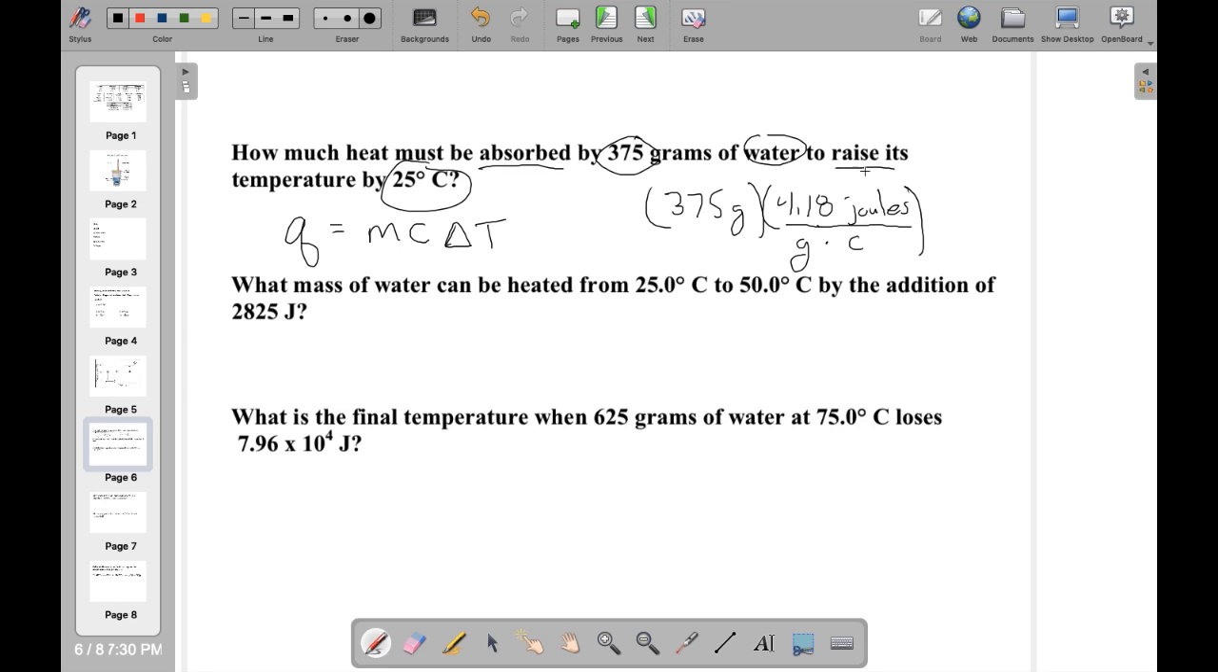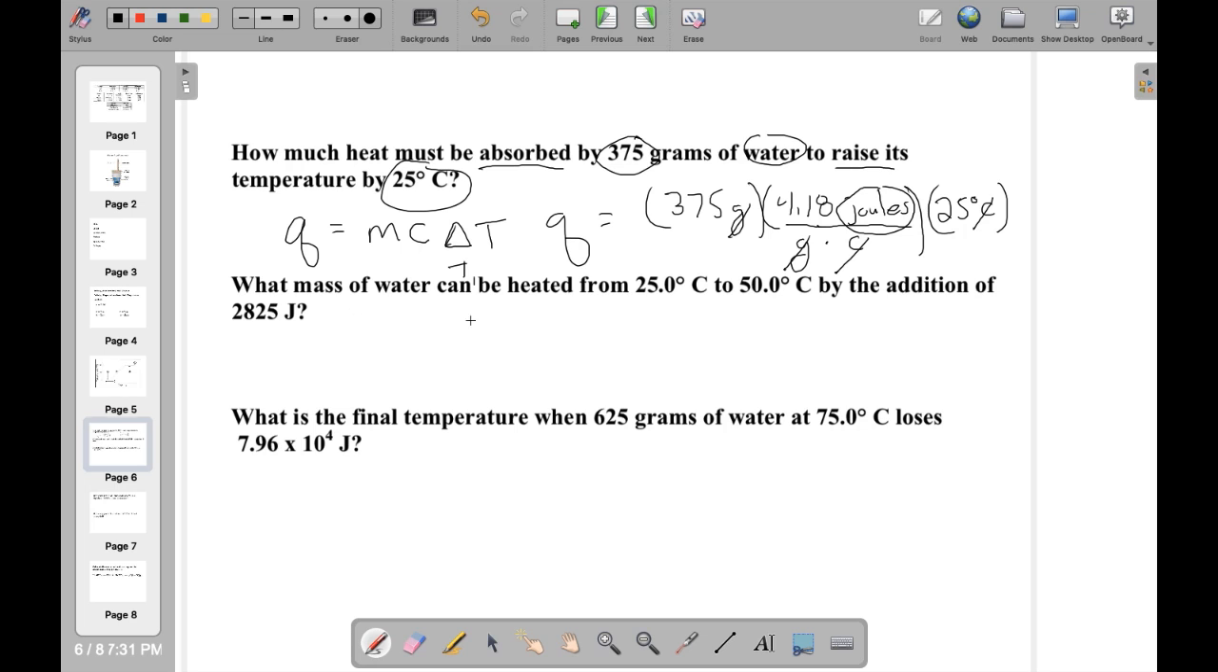Okay, it says raise its temperature by 25 degrees. Well, here's the thing. They didn't give us a starting temperature, an initial temperature, or an ending. They didn't say we started it at 50 degrees and we ended it at 75. But they already gave us the difference, which is 25 degrees Celsius. So I can put this right here. And then, to find Q, I just do this math. 375 times 4.18 times 25, and I get the answer. And I notice my units cancel. Grams cancel. Celsius cancels. And so my answer is going to be in joules, which is energy or heat.